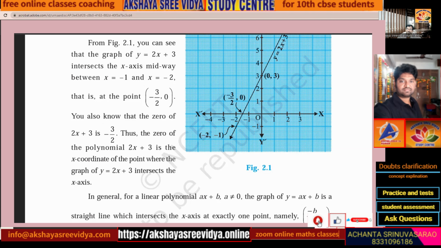And here see that in general, for the linear polynomial ax plus b where a is not equal to 0, the graph of y is equal to ax plus b is a straight line which intersects the x-axis at (-b/a, 0).